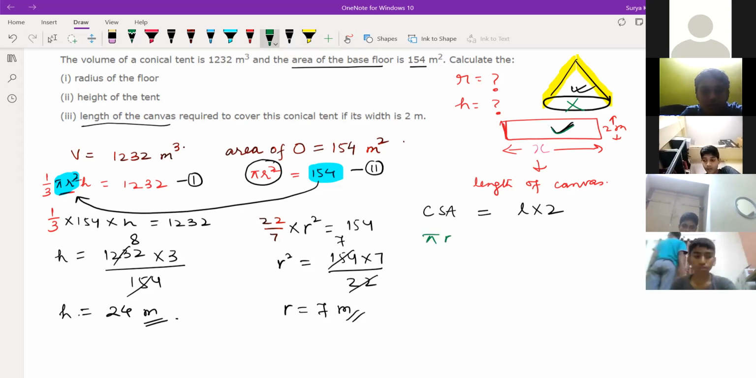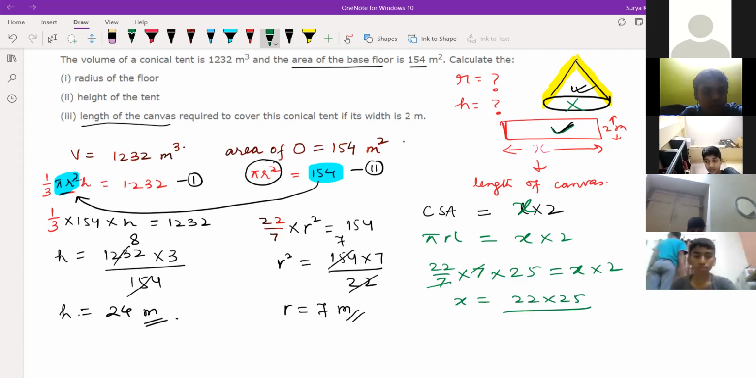So pi RL is equals to x into 2. Pi is 22 by 7, radius is 7, L is 25, x into 2. 7 cancelled. Then x is equal to 22 into 25 divided by 2, 11. Then what will we get? 275. 275 meters of cloth is required. 275 meters of canvas is required.